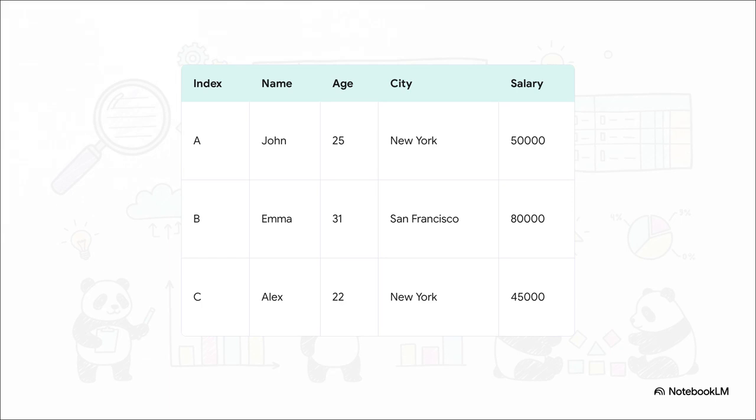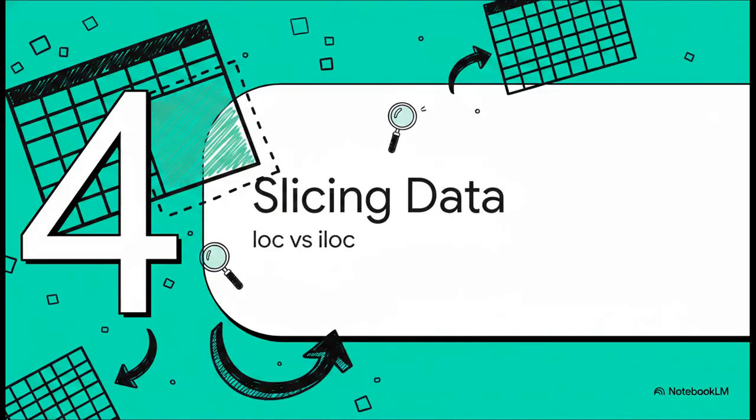When you wrap a standard Python dictionary in the pd.DataFrame function, it instantly formats it into this highly readable, easily manipulatable table structure. All right, Section 4, slicing data.